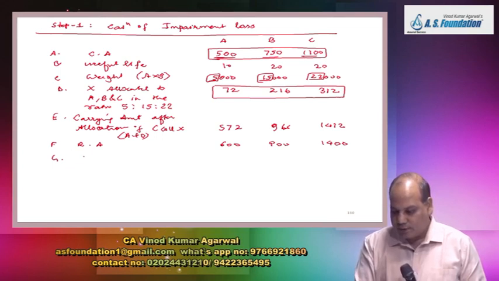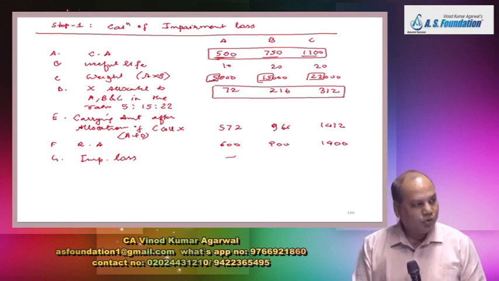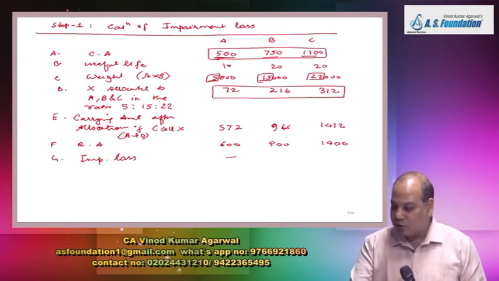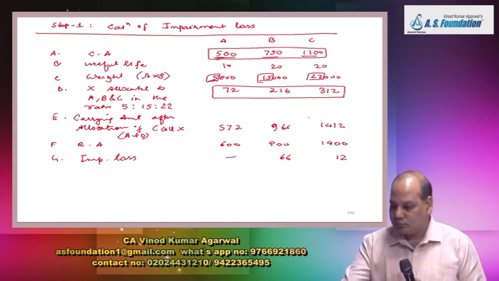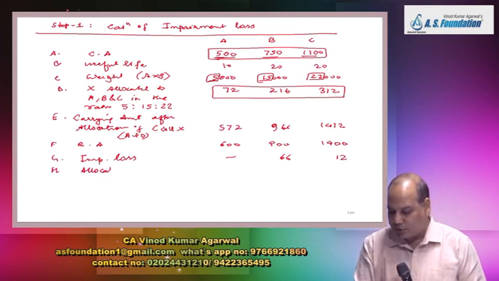So then we will write impairment loss. We'll just check whether impairment loss is there or not. First one, the carrying amount is less. Recoverable amount is more. No impairment. Be careful. Every time you will not have impairment. Here there is an impairment 66. And here there is an impairment of 12. Okay. Point number H, allocation of impairment loss.